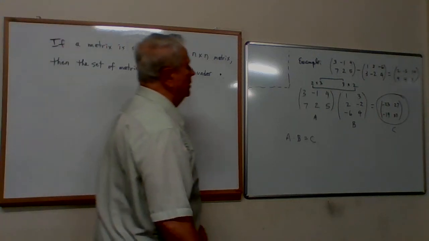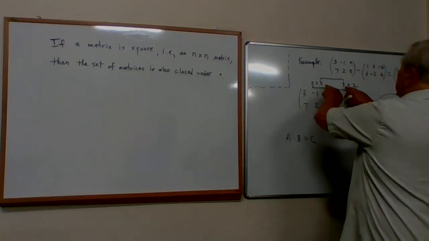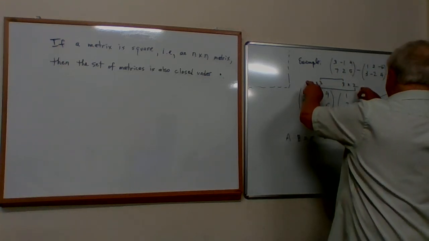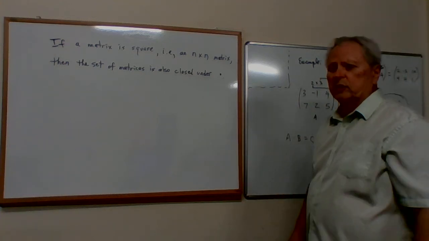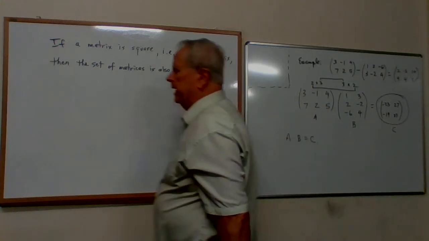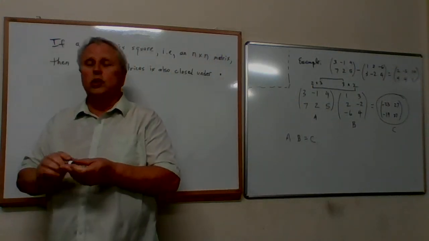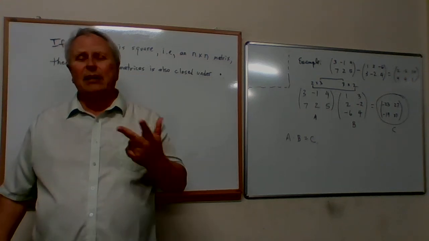Because if I take a 3 by 3 times a 3 by 3, the 3's inside match, the 3's outside match, I get a 3 by 3 as a result. So I input the same size as I output. That's what it means to be closed under multiplication. So the square matrices are closed under addition, subtraction, and multiplication.